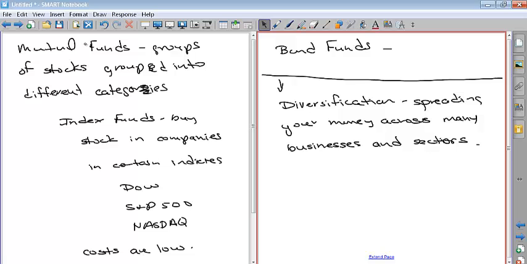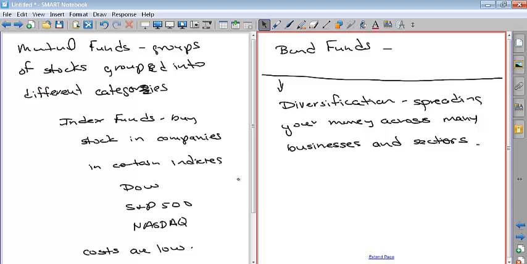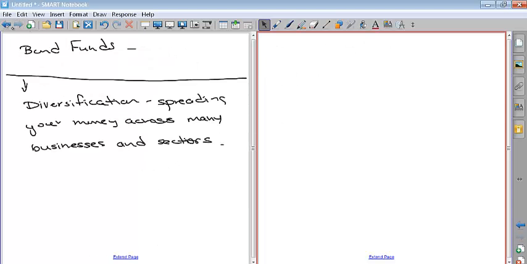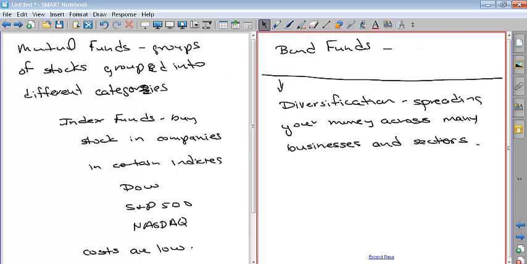So by buying mutual funds or bond funds, you're already diversifying to a certain extent. These retirement date funds, target date funds, they tend to be also well diversified. So those are the words of wisdom. Write those things down, be able to answer some questions about it.